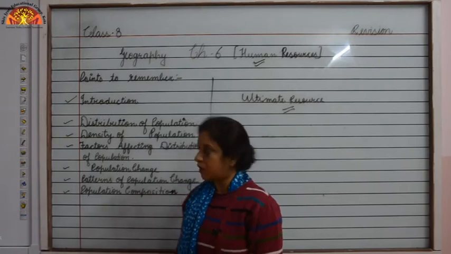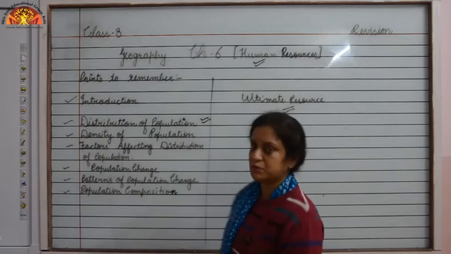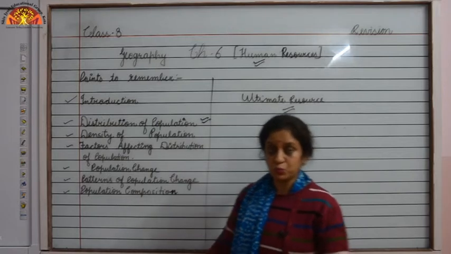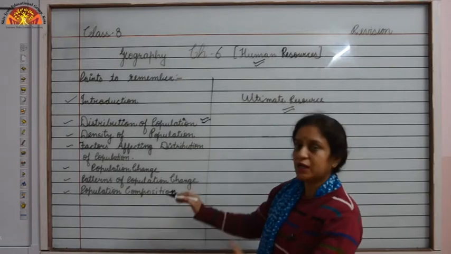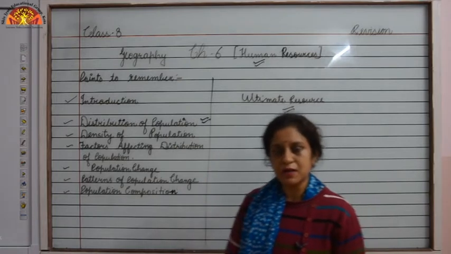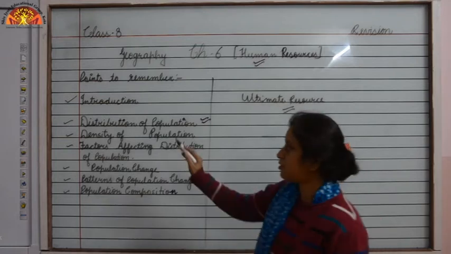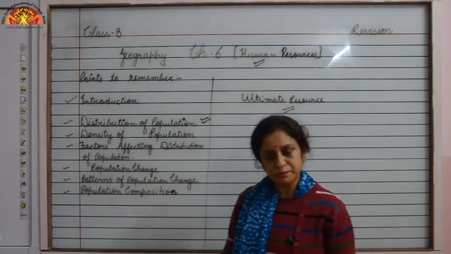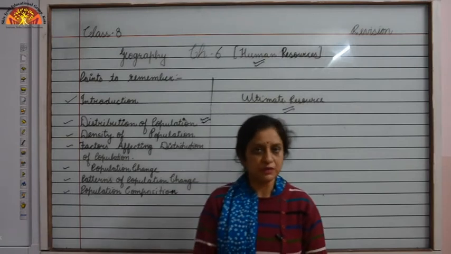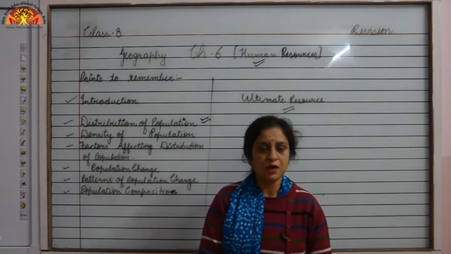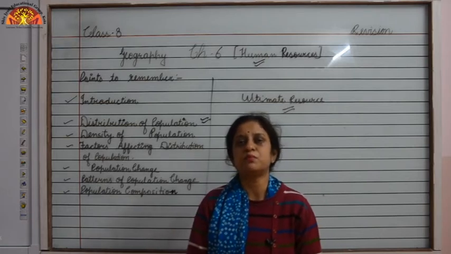Now the next we are going to talk about the distribution of population. In this topic, what does distribution of population mean? The way in which people spread across the earth's surface is called distribution of population. And we can say the distribution of population is not even, it is uneven. Why is it so? Because somewhere it is sparsely populated and somewhere it is densely populated.